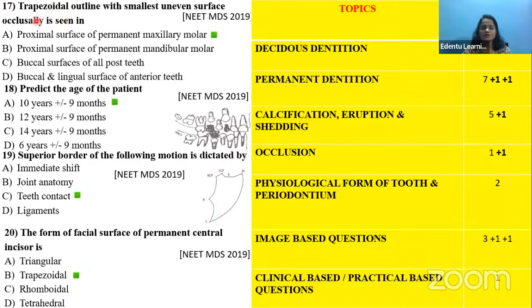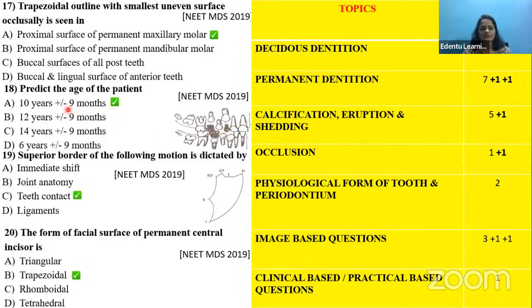Next are the 2019 questions. The trapezoidal outline with smallest uneven surface occlusally is seen in the proximal surface of the permanent maxillary molar. Again, we are putting it under the permanent dentition period. That is again an age estimation question. Age estimation questions are frequently repeated, and this time it is the mixed dentition period. So you can see that both primary teeth and permanent teeth will be there, and you must not get confused while predicting the age of the patient. I will tell you towards the end how to tackle these types of questions also.